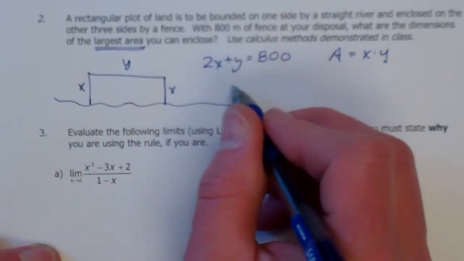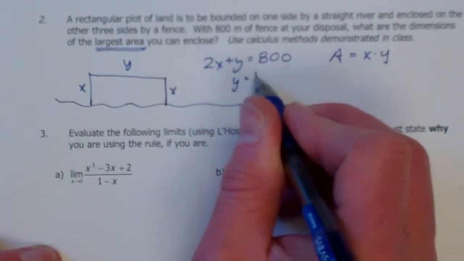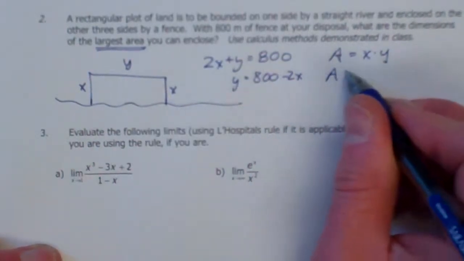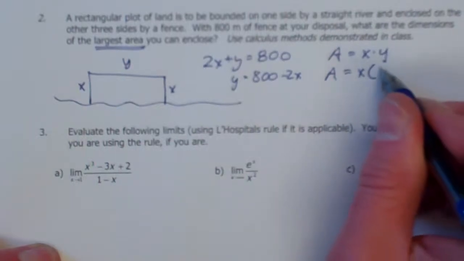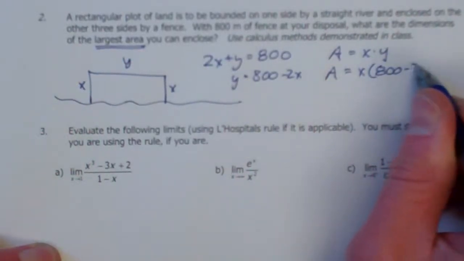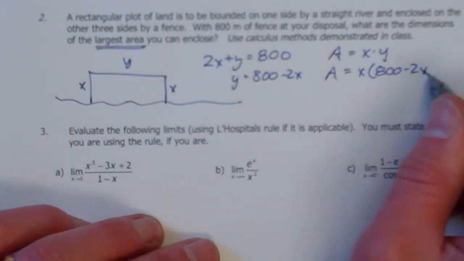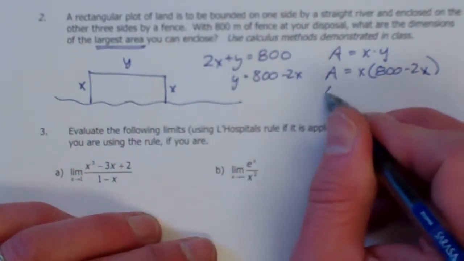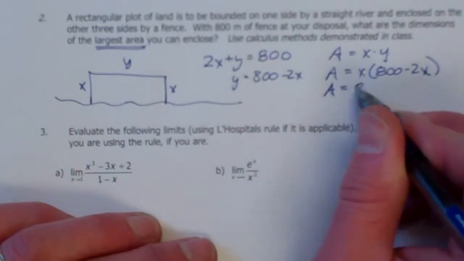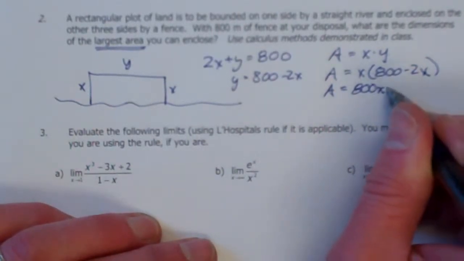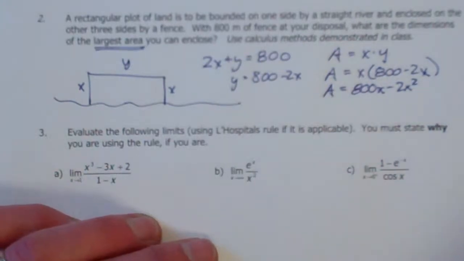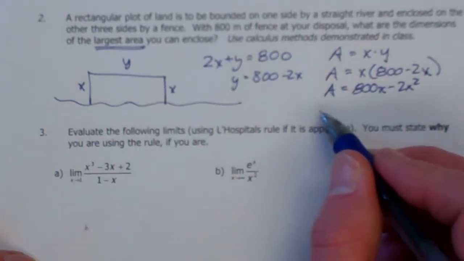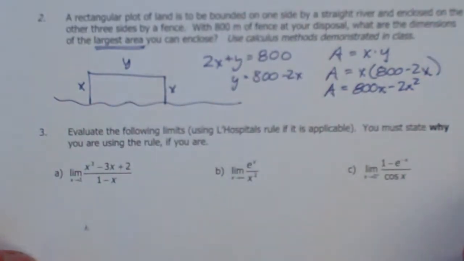If I solve for Y, we'll say Y is equal to 800 minus 2X, so I can replace that Y with what it's equal to, 800 minus 2x, and then sure, I might as well multiply that in. I don't have to, but it makes it a little bit more straightforward. 800x minus 2x squared. Well, what I want to do then is take the derivative and set it equal to 0, because I'm trying to find the maximum area.